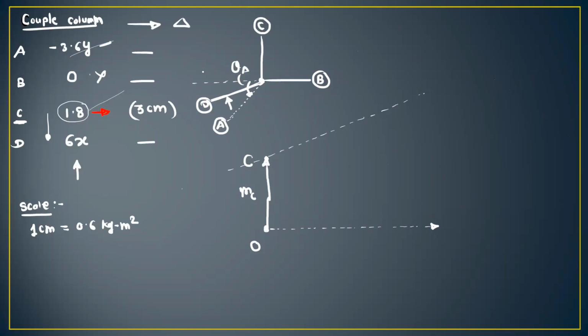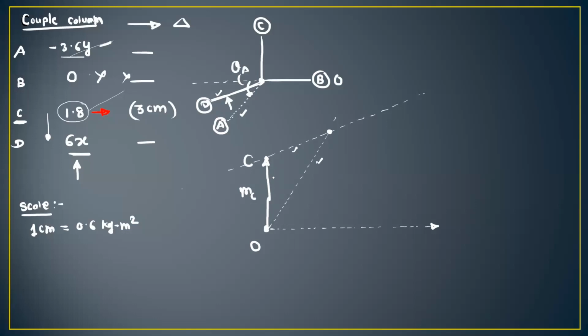Now the vector in the couple polygon for mass B, it is 0. Okay, so we will neglect this value. Now this 6x, it is for the mass D. So we have drawn the vector parallel to mass D, and similarly from point O, draw the vector which is parallel to A. So that will be nothing but 3.6 into y. So draw the vector which is parallel to A. So this vector, it is parallel to mass A. This vector, it is parallel to mass D. Okay. So in this way, you can complete that couple polygon, which is nothing but the triangle.